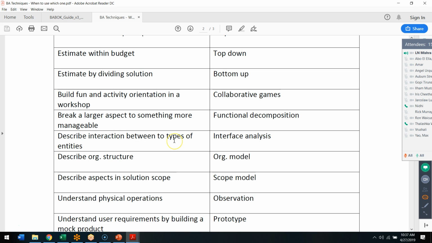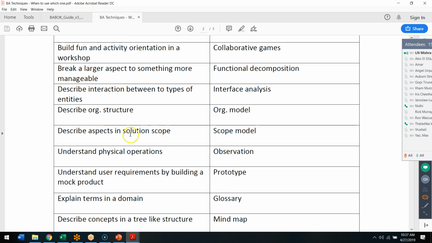Describe interaction between, actually this is two types of entities. This is a mistake I will have to correct. So that is interface analysis. Describe your organization structure, use org model. Describe aspects in solution scope, scope model.